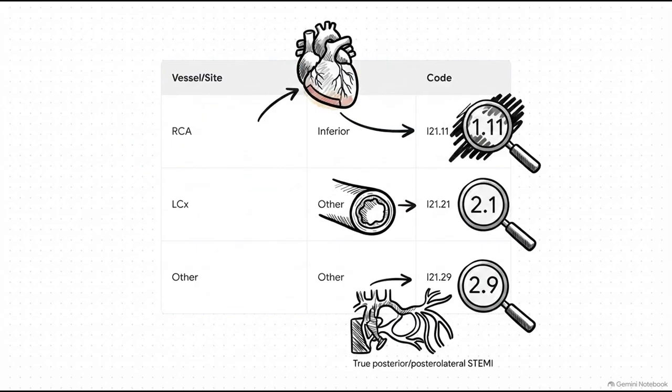Let's see how this builds for the inferior wall. For an inferior wall STEMI involving the right coronary artery, the RCA, the code is I21.11. But what about the left circumflex artery? That actually falls under other sites and maps to I21.21. Any other specified sites, like a true posterior or posterolateral STEMI, drop right into I21.29. As you can see, the real power and specificity is all in that fourth and fifth character.